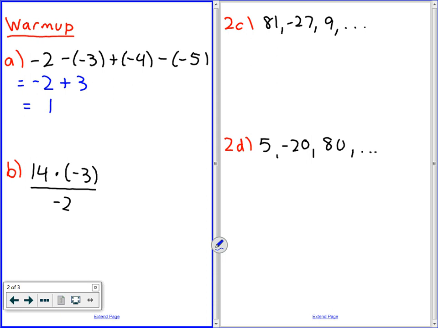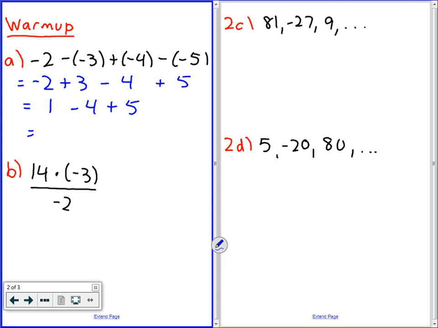Okay, so negative 3, we'll just change that to a plus. Now I'm just going to keep going here with this. Positive negative 4, is that a positive or a negative? Negative, good. And to finish off, negative 5, is that a positive or a negative? Positive, right? You're subtracting a negative, change it to positive.